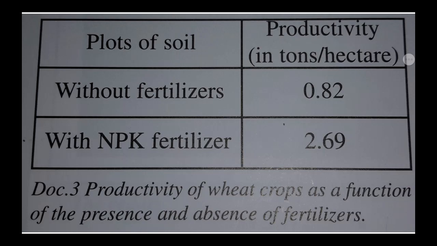This document shows the productivity of wheat crops as a function of the presence and absence of fertilizers. The productivity of plots of soil without fertilizers was 0.82 tons per hectare, while those with NPK fertilizers, which is nitrogen, phosphorus, and potassium, is 2.69 tons per hectare. We deduce that fertilizers increase the productivity of plants.